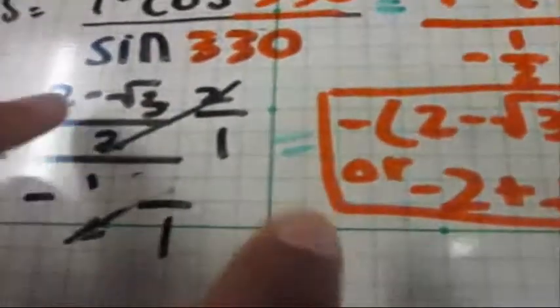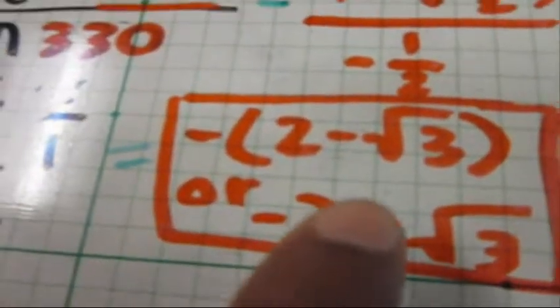There are 2 ways you can write this answer. You can either write it as 1 times the quantity 2 minus radical 3, or you can distribute the negative, which would make it negative 2 plus radical 3.